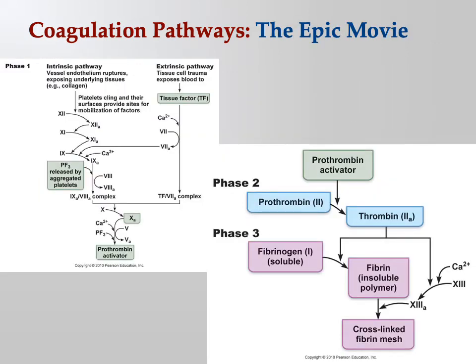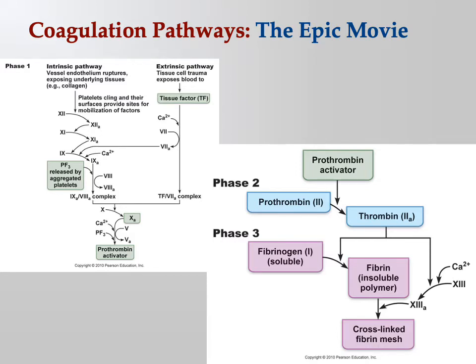All right, so there you go. There's the epic movie. There's the whole thing. Again, I just want you to know that basically there are a couple of pathways that in response to tissue damage and blood vessel wall damage, they form the prothrombin activator, and then the following steps after that.